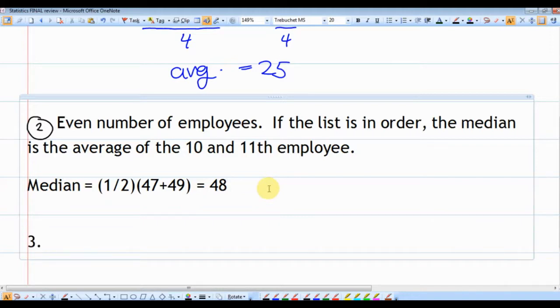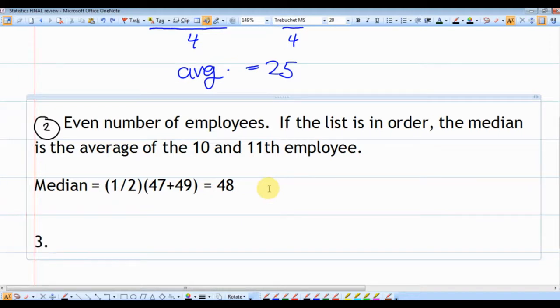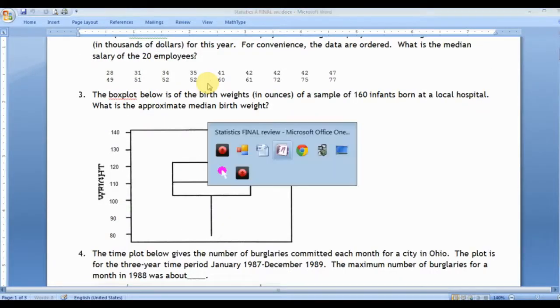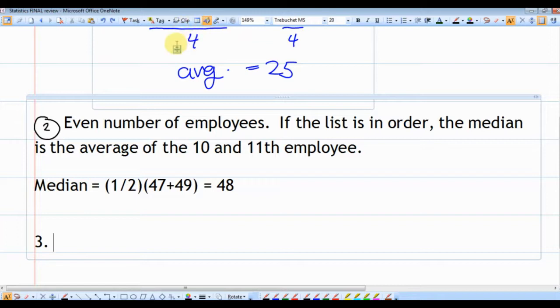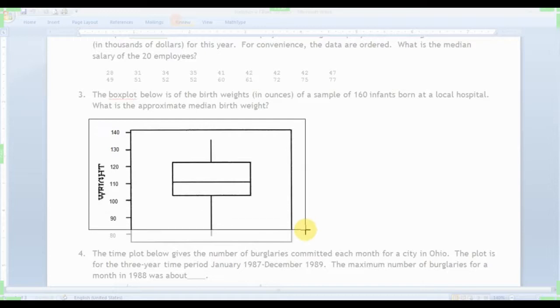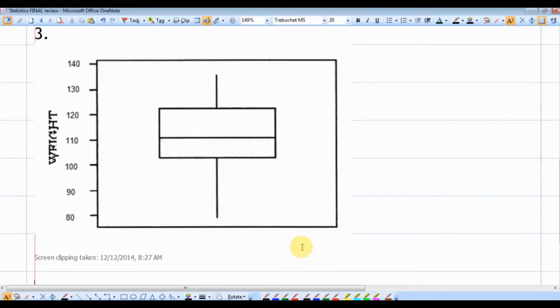3. Nothing shocking yet, right? The box plot below is the birth weights of a sample of 160 infants at a local hospital. What is the approximate median birth weight? Maybe I should do this. Let's get to that. And let's screenshot it. This is actually one of my favorite features of the program.